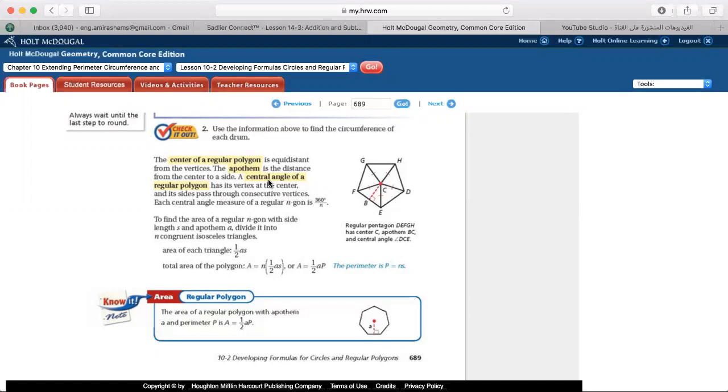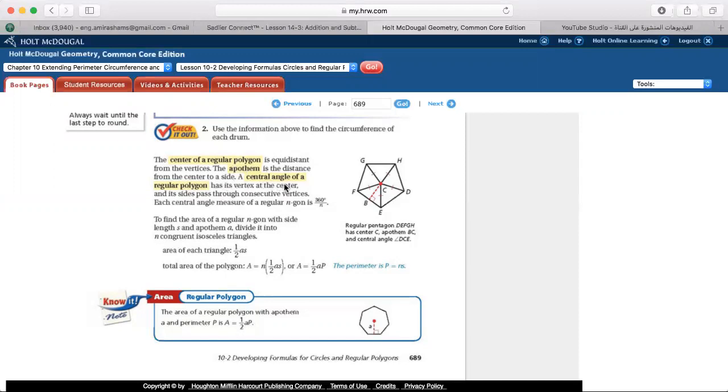The apothem is the distance from the center to a side, not to the vertex, to a side, perpendicular on a side, like CB. CB is the apothem. The apothem is the distance from the center to a side.